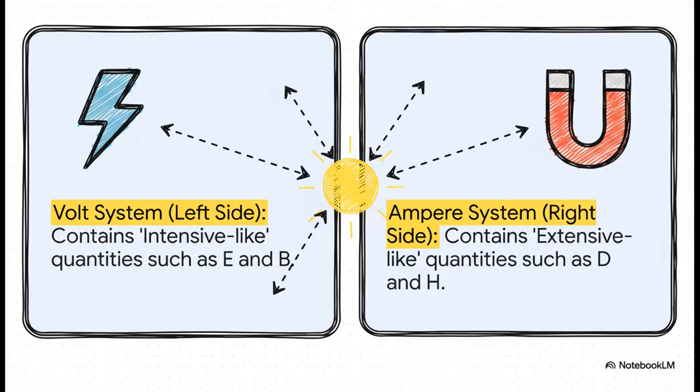Now this is where it starts to get really interesting. What happens if you take a quantity from the volt system on the left and you multiply it by one from the ampere system on the right? Well, what you get are terms that describe energy or power. For example, if you multiply D and E, you get electric energy density. It's a huge clue that these two systems are woven together, but there's still a bigger principle at play.